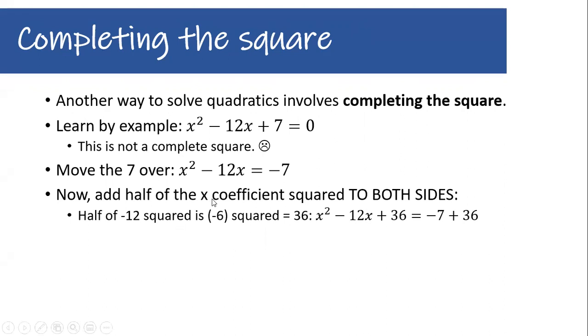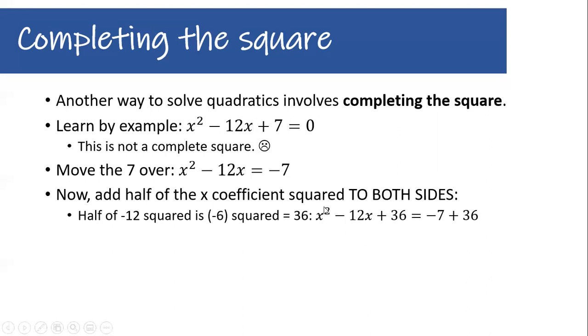It turns out what we need to add is half of this number squared. So even if it's negative, it's going to be positive because you're going to square it. In this case, half of 12 or half of negative 12 is going to be 6 or negative 6. It doesn't matter. And squaring that is going to be 36. So you're going to add 36 here and you're going to add 36 here. So you'll end up with x squared minus 12x plus 36 equals negative 7 plus 36.